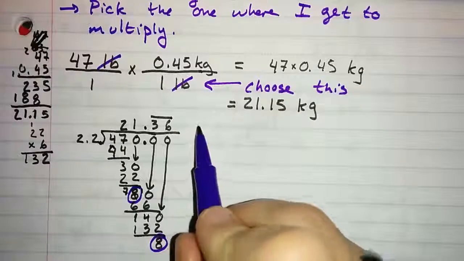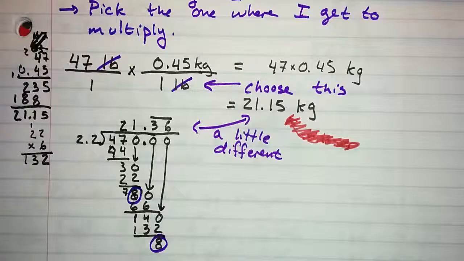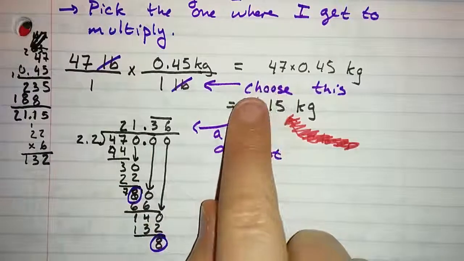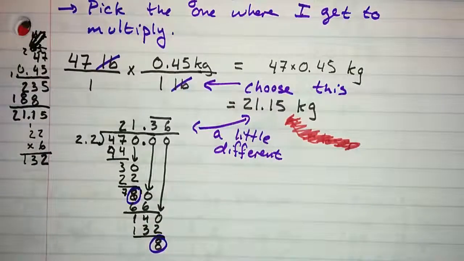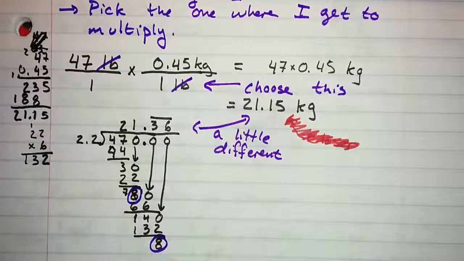Notice, these are a little different. Because of the way that these are rounded, we're always going to get slightly different answers depending on which one we use. But we should choose to use the one that makes the arithmetic easy.